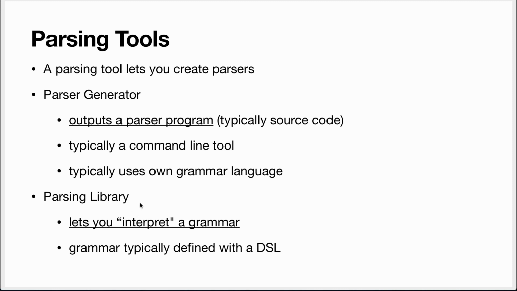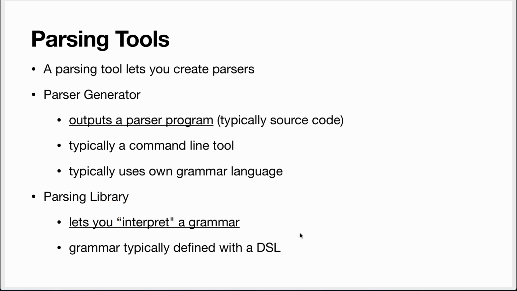The other kind of tool is a parsing library. So parsing library is my own term. There is no, I think, widely agreed upon term for these kinds of tools. But their main characteristic is that they let you interpret a grammar. So they do not generate code which you have to compile or link to your program in some way. Instead, the library runs inside your program and it will interpret the grammar as your own program runs.